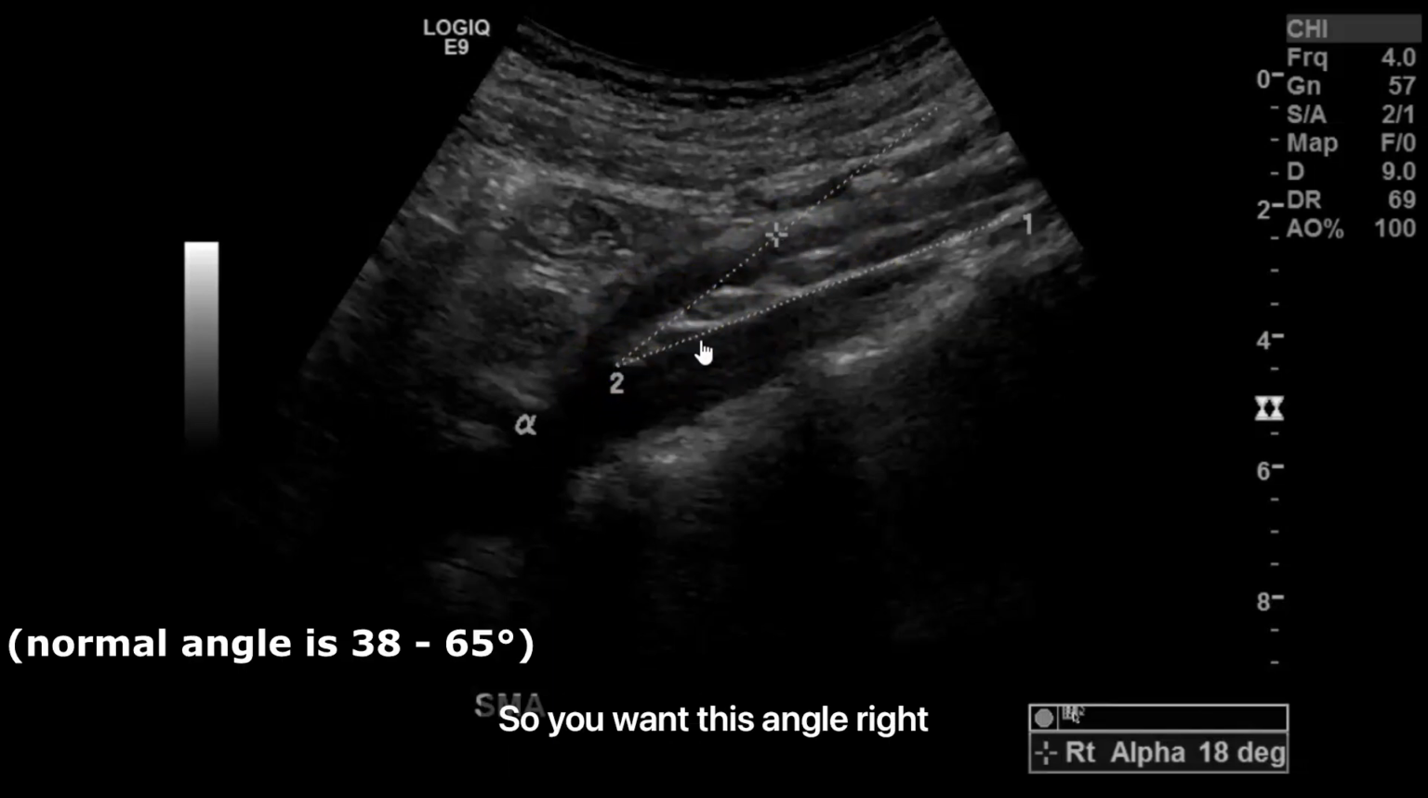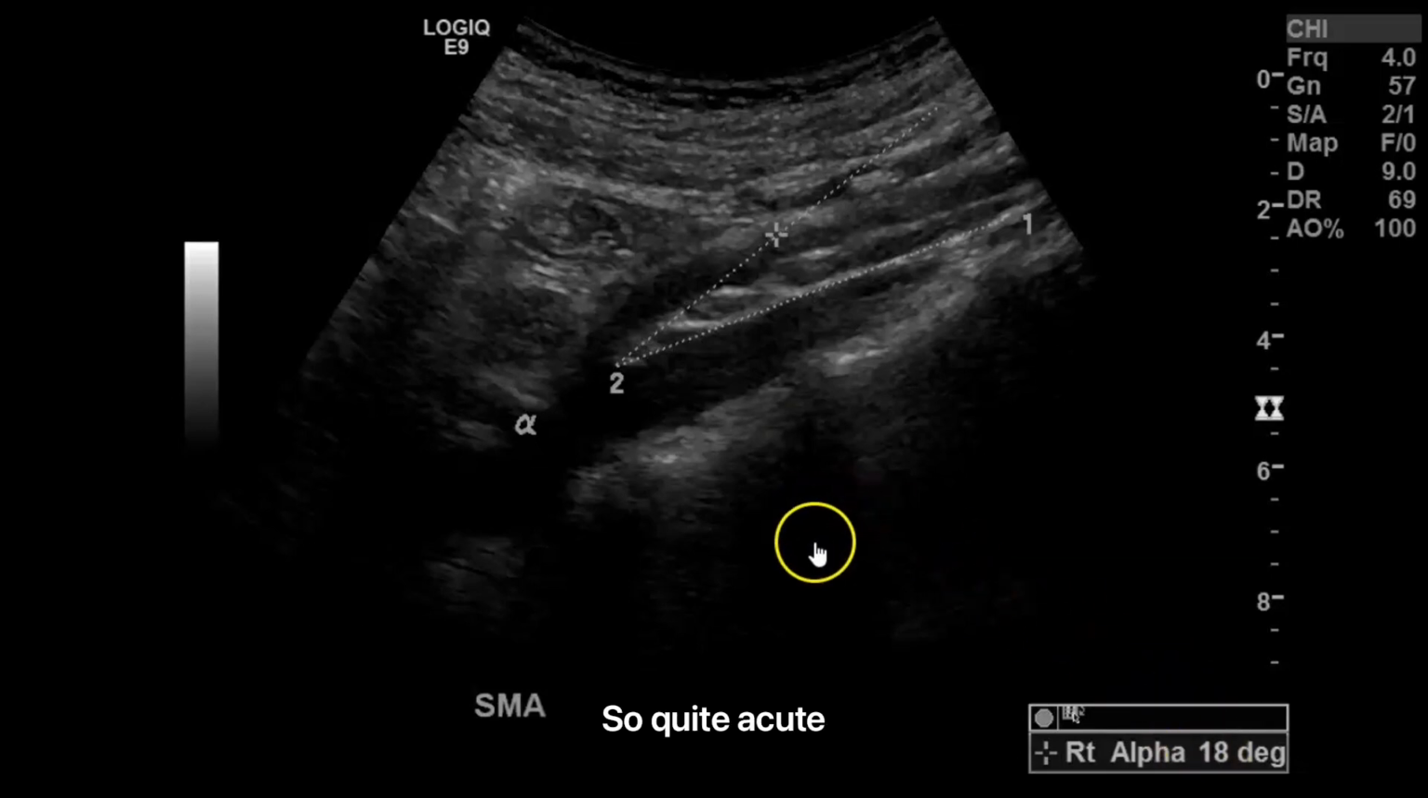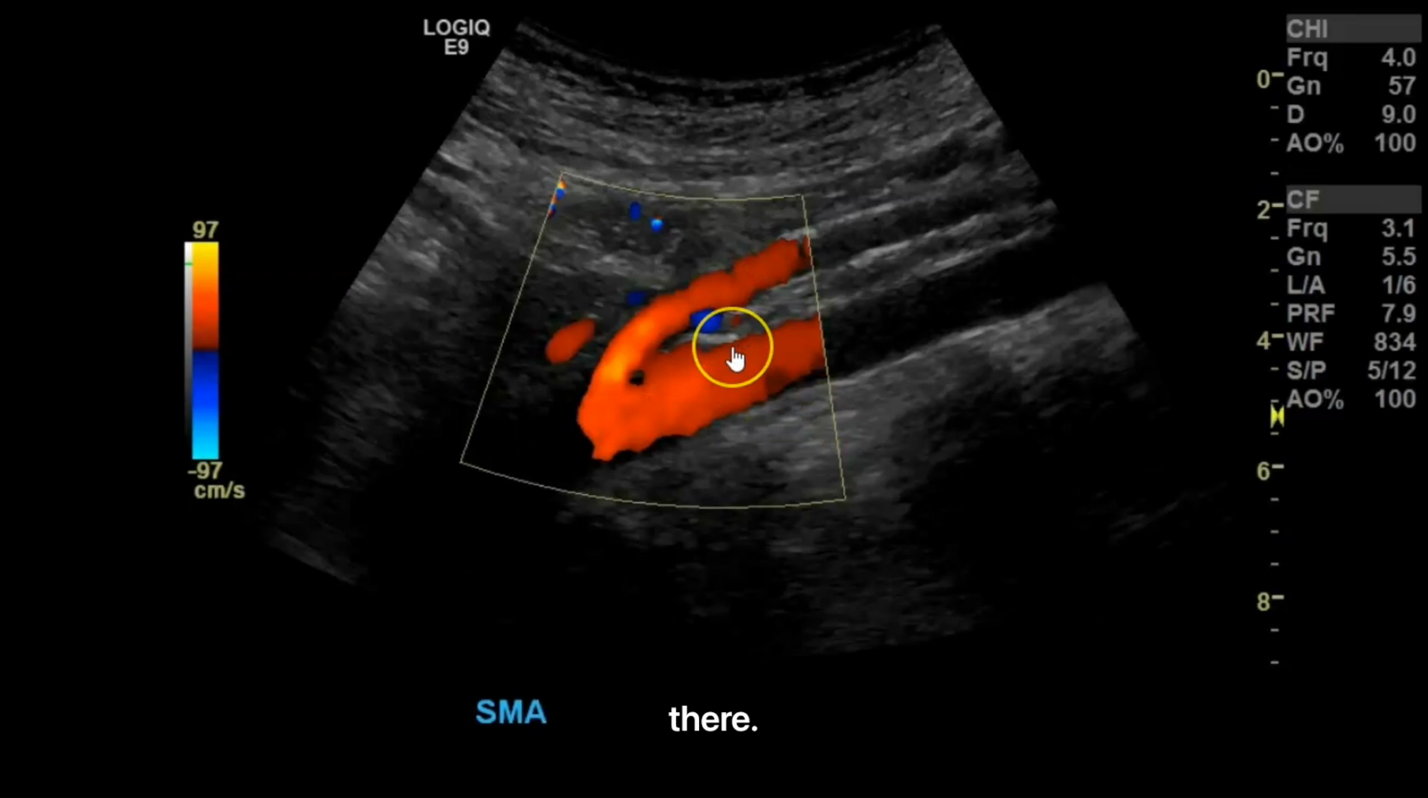So you want this angle right here. And normal angle is about 36 degrees and up. Here you see it's 18 degrees, so quite acute. There you see the vein right there. So a color, superior mesenteric artery, aorta, and then the left renal vein.